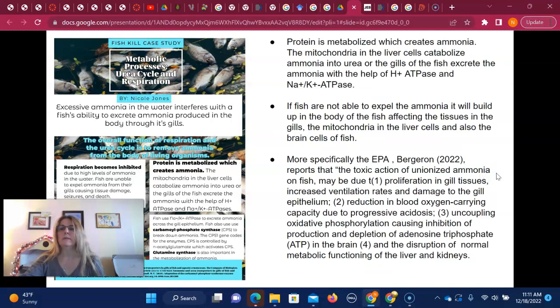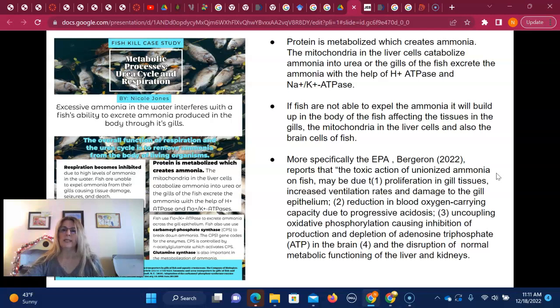The mitochondria in the liver cells catabolize ammonia into urea, or the gills of the fish will excrete the ammonia. If the fish are not able to expel the ammonia, it will build up in the body, affecting the tissues in the gills, the mitochondria in the liver cells, and the brain cells of the fish.